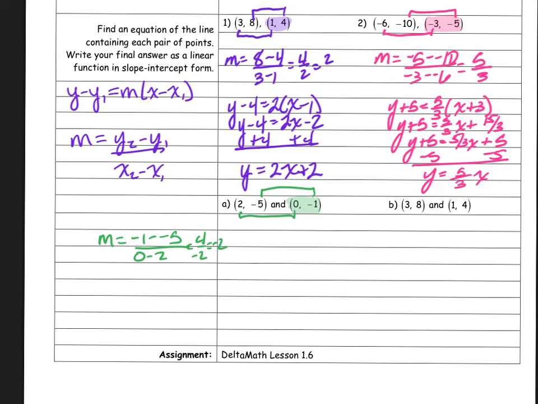So I've got y plus 1 equals negative 2 times x minus 0. So y plus 1 equals negative 2x. Subtract 1. I get y equals negative 2x minus 1. And then this is the same as number 1, so we're not going to do that one either.